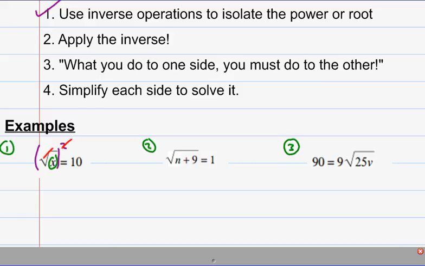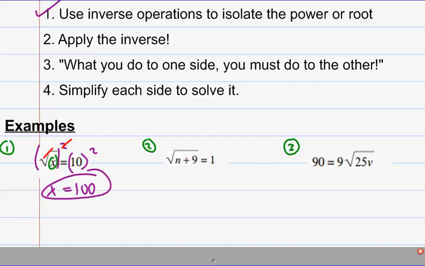Now remember, what you do to one side, you have to do to the other. So I also have to square the right side. So now the x is by itself, and whatever 10 squared is, that's what x would be equal to. So 10 squared is 100. So x equals 100. And if you think about that original problem then, if you plug in 100 for x, the square root of 100 is equal to 10. So that's how it'll work out.